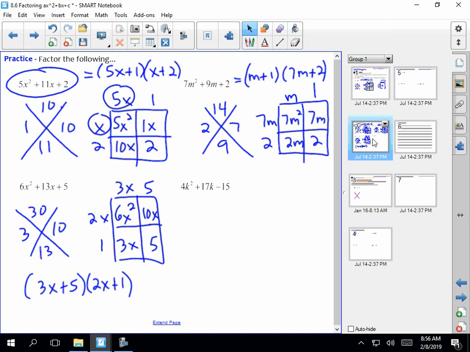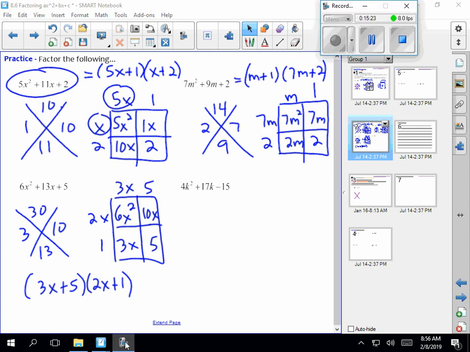So there it is. Why don't you try the last one on here? So try the last one on here, and I'll put up the solution a little bit, but try it with the x in the box. See how that goes.